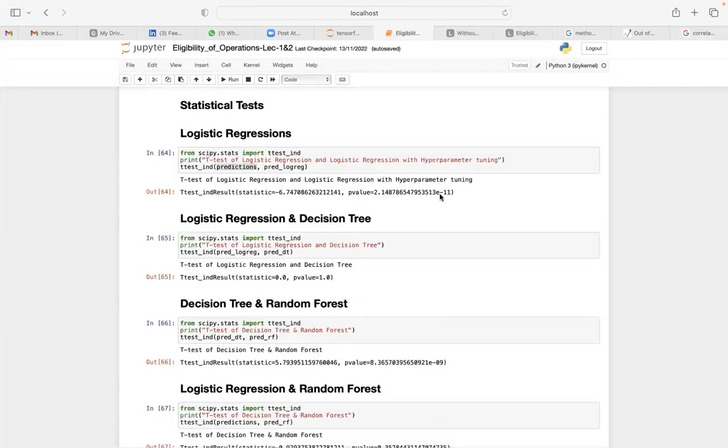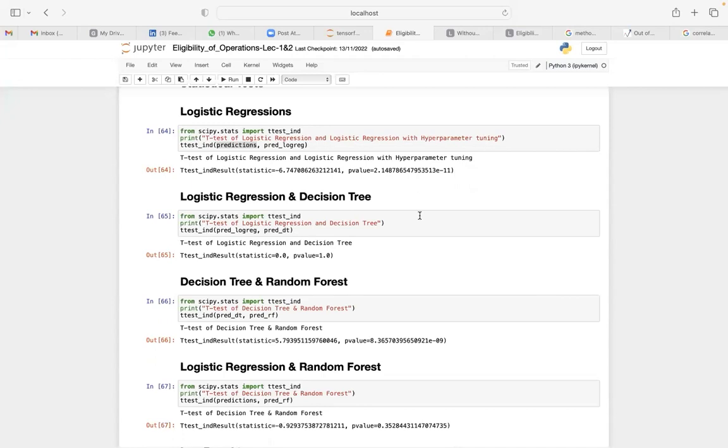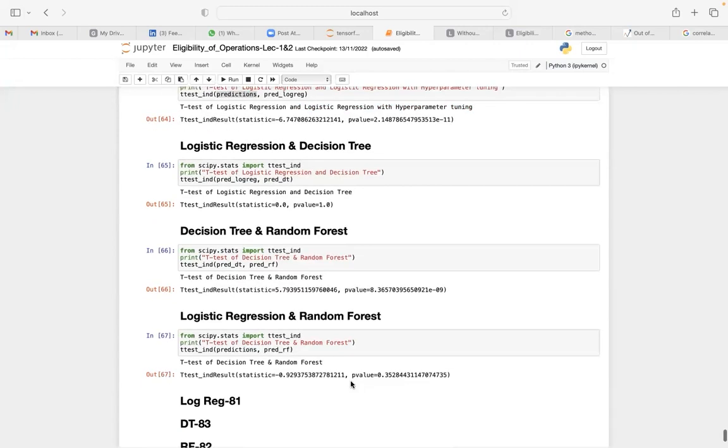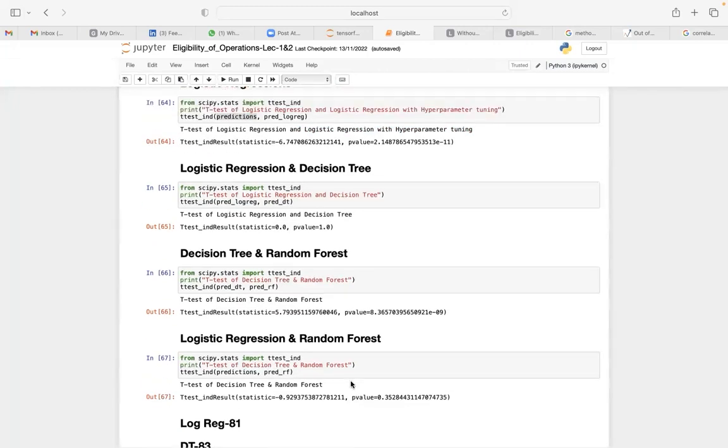Finally, the t-test that we are doing here is not on the sample of the data. We are doing the test on the sample of the values that we are getting in terms of the results: logistic regression, logistic regression with hyperparameter tuning, decision tree, and random forest, and obviously logistic regression with random forest. What it says is if it is greater than 0.05, then it is statistically significant. If the p-value is less than 0.05, it is not statistically significant.